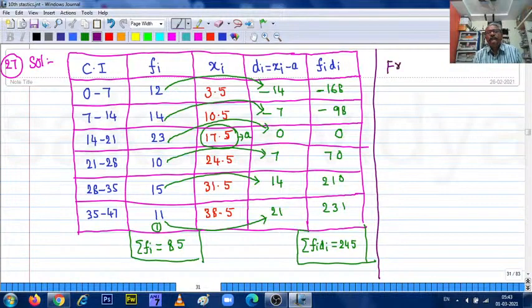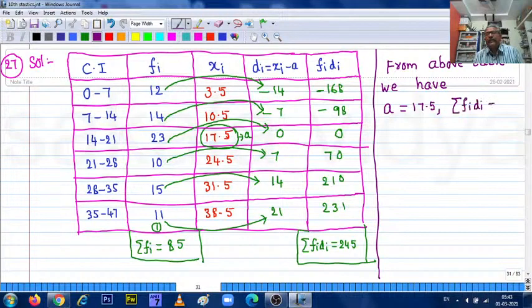From the above table we have here, see, a value, a is equal to 17.5, clearly mentioned. Sigma Fi di 245. Next sigma Fi is 85. Next you need to write h value, class size is 7. How could you do it? Very simple, 7 minus 0 is 7. Otherwise you find difference, 10.5 minus 3.5 is 7 also. The class size is 7, you can write.